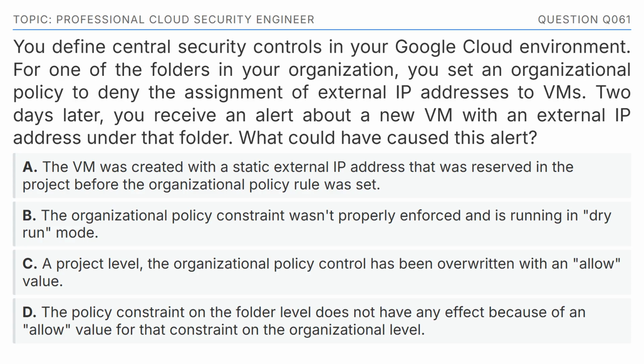The options are: Option A, the VM was created with a static external IP address that was reserved in the project before the organizational policy rule was set. Option B, the organizational policy constraint wasn't properly enforced and is running in dry run mode. Option C, at a project level, the organizational policy control has been overwritten with an allow value. Option D, the policy constraint on the folder level does not have any effect because of an allow value for that constraint on the organizational level.